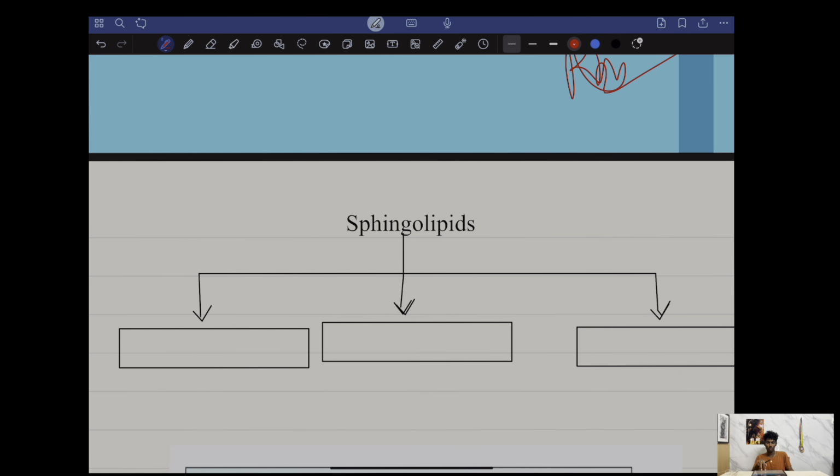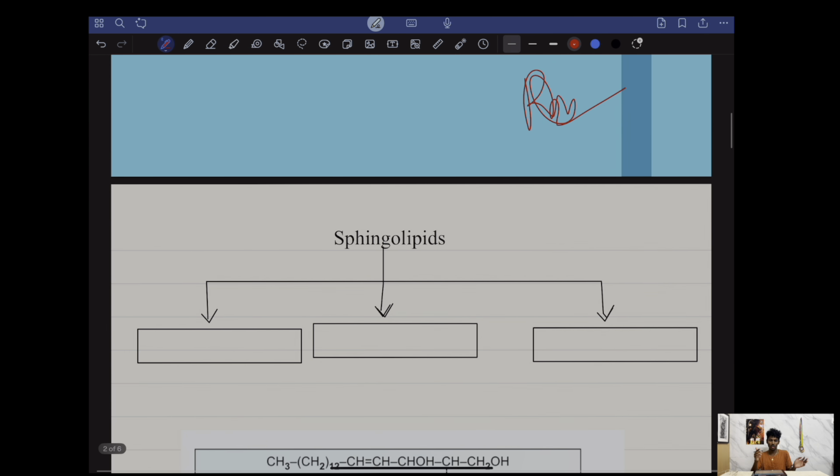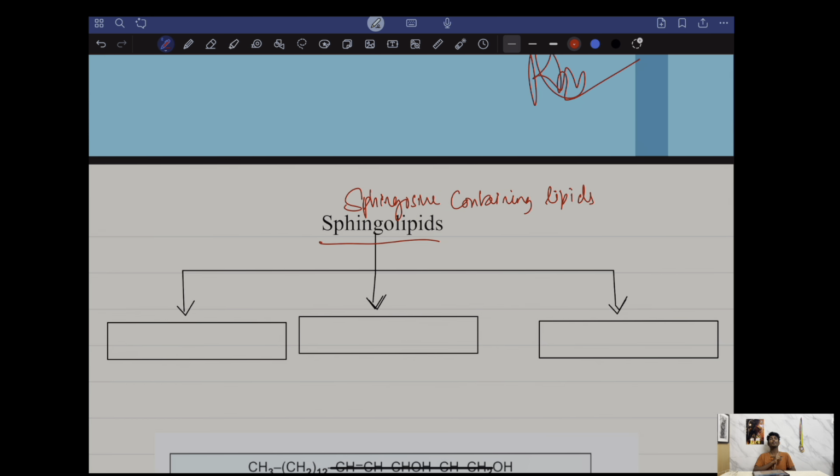So what are sphingolipids basically? Sphingolipids are nothing but sphingosine-containing lipids. Now I'm going to classify the sphingolipids. The sphingolipids are classified into 3 types. One is phosphosphingosides, the next one is the glycosphingolipids, and the next one is the sulfatides. So let us write that.